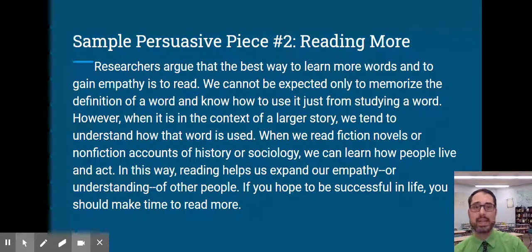So here I'm trying to convince people to read more, and I gave two specific ways that reading can help us, why we should read more, and how it would benefit us. So I wrote a short paragraph here on trying to persuade people to read more.